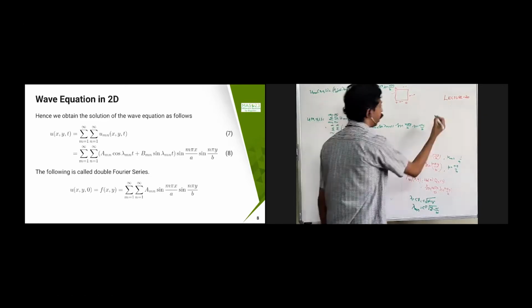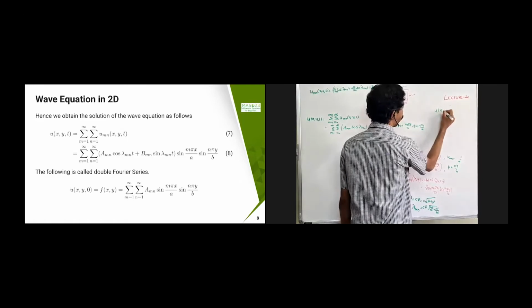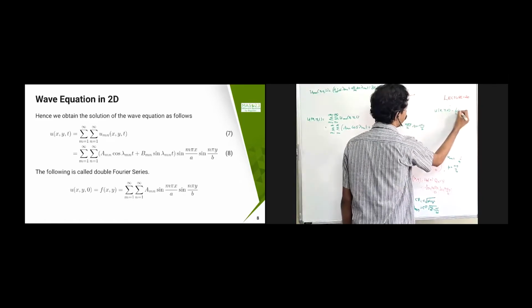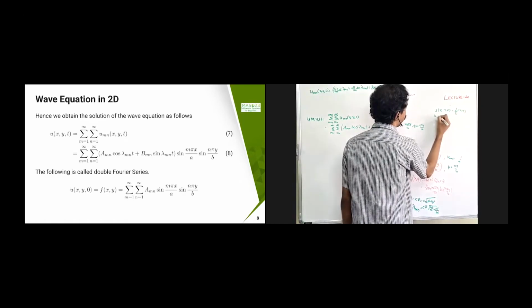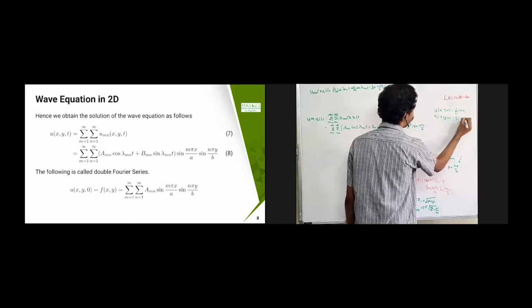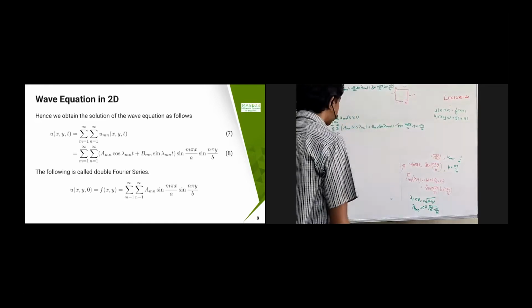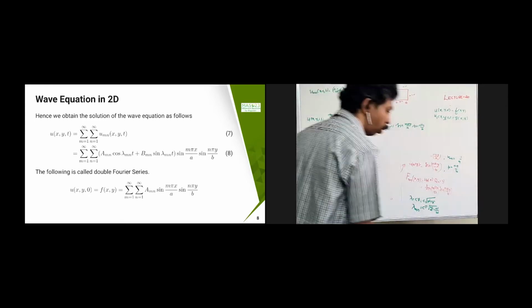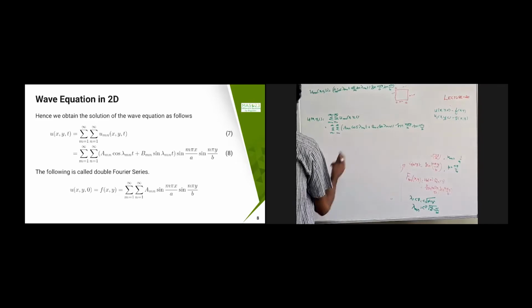So I have two conditions still unused. One is u(x, y, 0) equal to f(x, y). Another is u_t(x, y, 0) equal to g(x, y). So these two conditions I haven't used. So this condition I am going to use now. I am going to use the first condition.